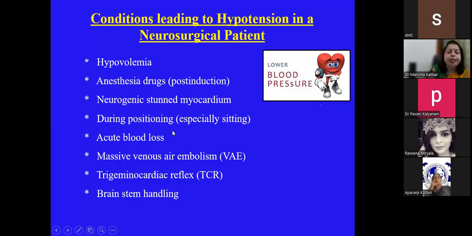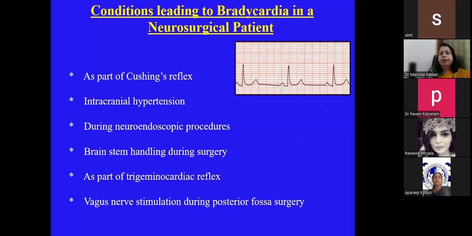During positioning, especially sitting or even prone, if there is a massive air embolism, then handling of brainstem, trigeminocardiac reflex, and also these are the important factors which can lead to hypotension in a neurosurgical patient. So the case is going smoothly and suddenly you get hypotension. You should find out the cause, and the cause can be one of these if your patient gets sudden hypotension during your case. What are the conditions that can cause bradycardia?